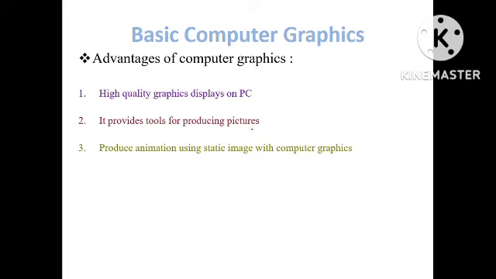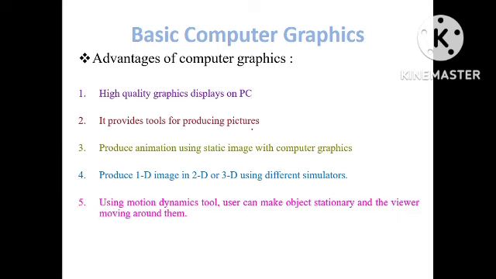So animations can also be performed with computer graphics, and it can also produce 1D images, 2D images as well as 3D images using different simulations. D is nothing but dimension: one dimension of images, two dimension of images, or three dimension of images. Each and every category of image can be produced by computer graphics. Also, using the motion of dynamic tools, the user can make the object stationary and the viewer moving around it.